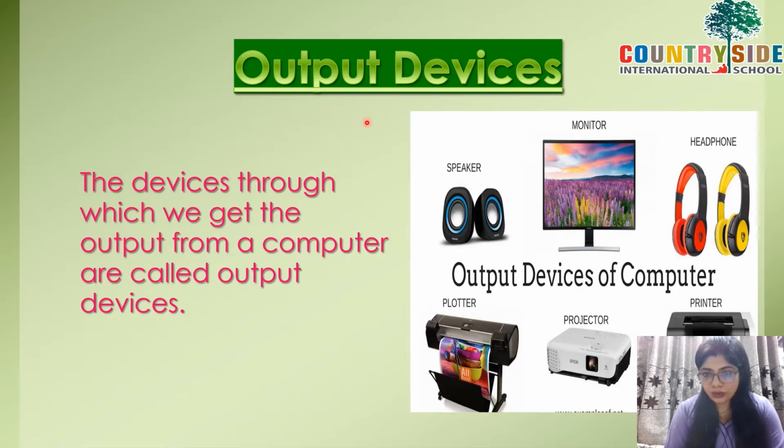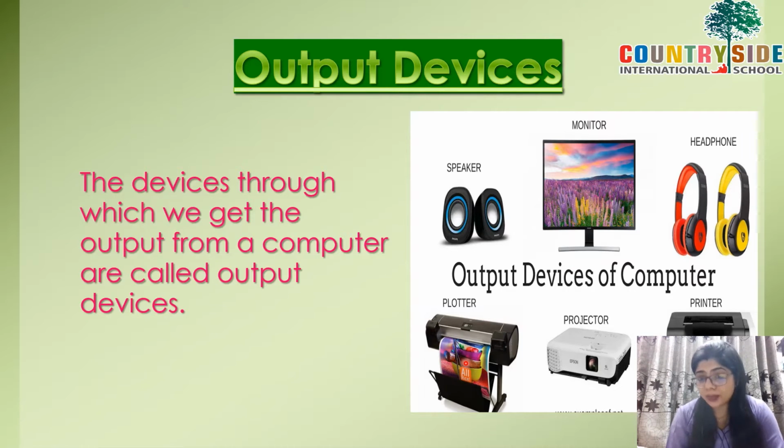Next comes output devices. The devices through which we get the output from the computer are called output devices. What are they? Speaker, it gives us sound, right? Monitor, we see everything on the computer screen with the help of the monitor. Headphone, again, if we put it on our head and ear, then we can listen to music.